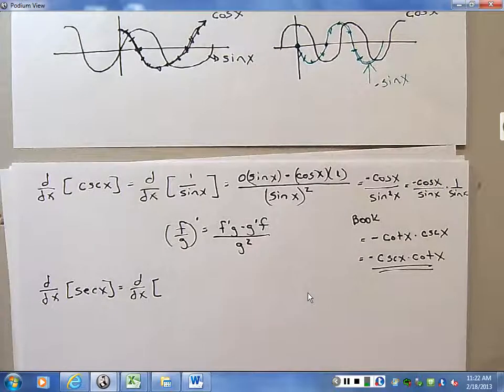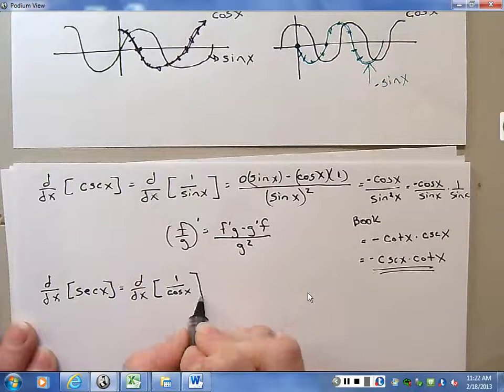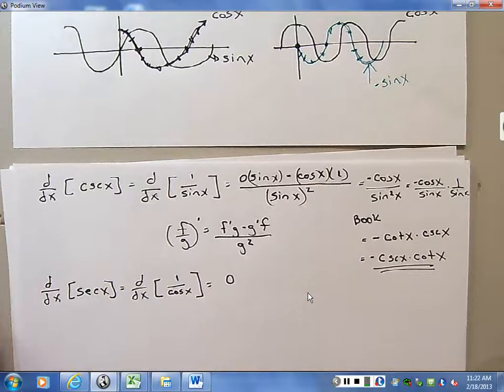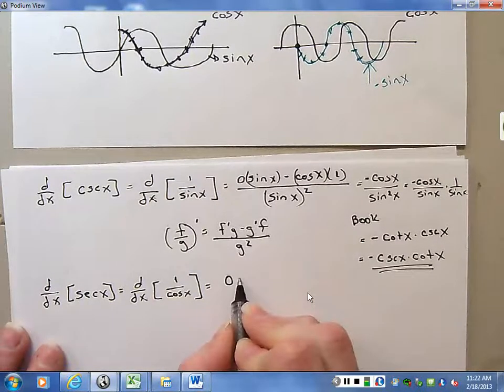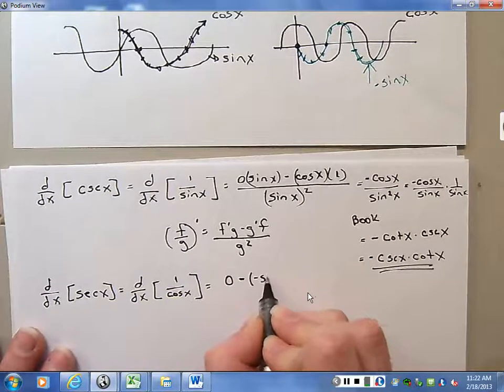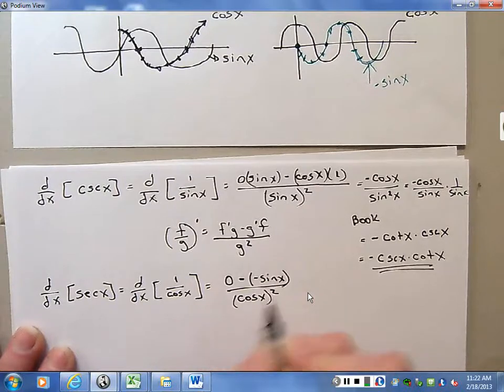So the derivative of secant, well, secant is 1 over cosine. So I go through the same motion. Derivative of the top is 0. Hold the bottom, doesn't matter, 0 times cosine is 0. Minus, what's the derivative of cosine? Negative sine. Minus sine over cosine of x squared.